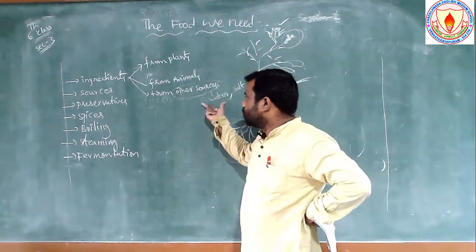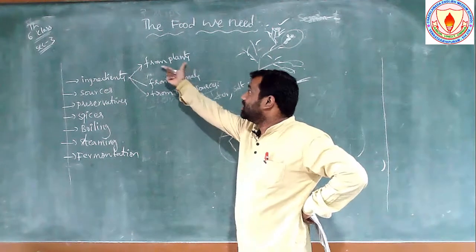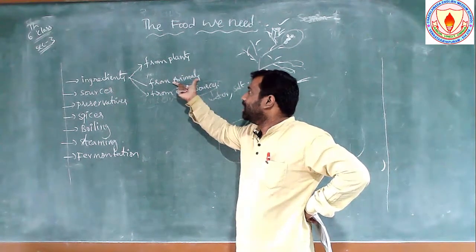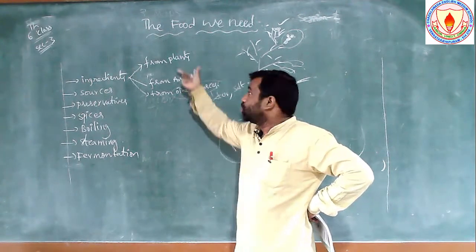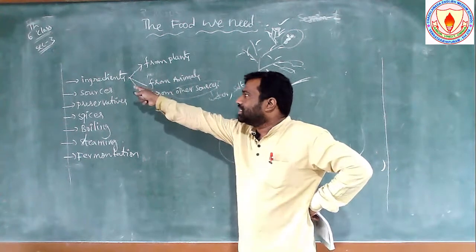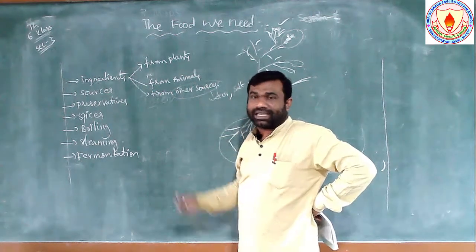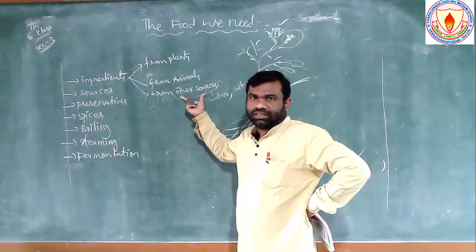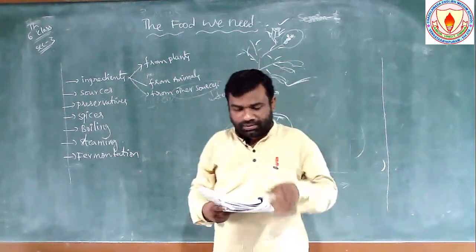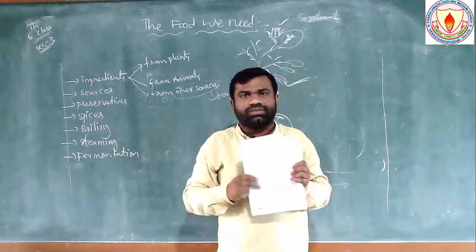So different sources are there. One is plants, another source is animals, and other sources. So these are the sources. From these sources we are taking different parts as ingredients. Yes or no? So in the same manner, in the textbook, given here on the 5th page.